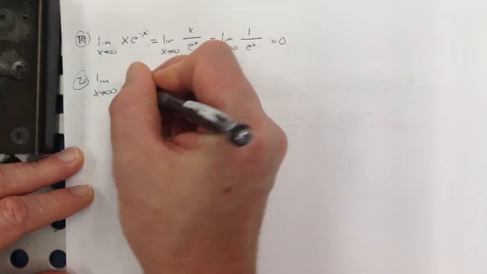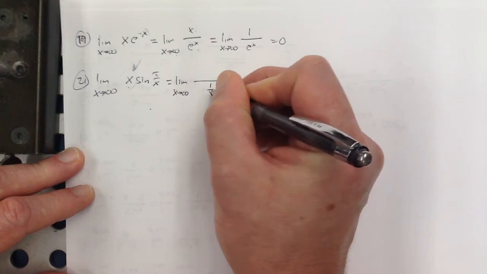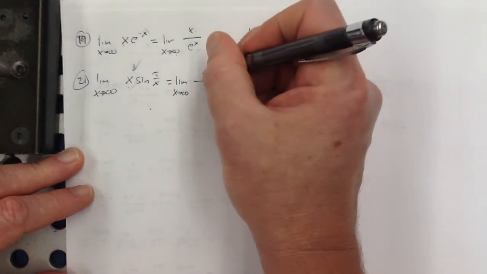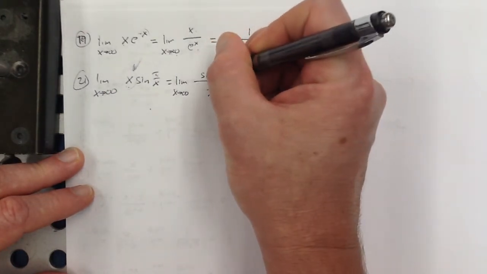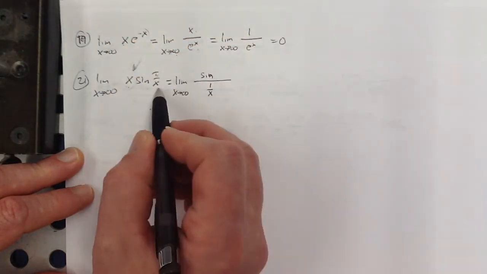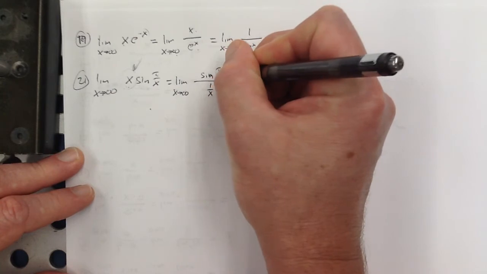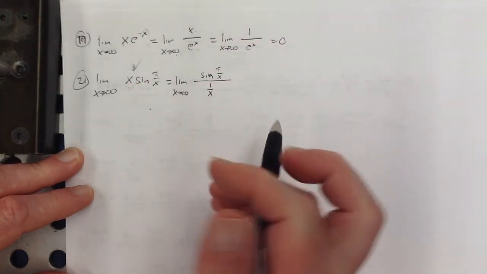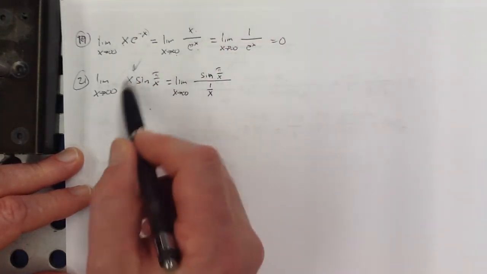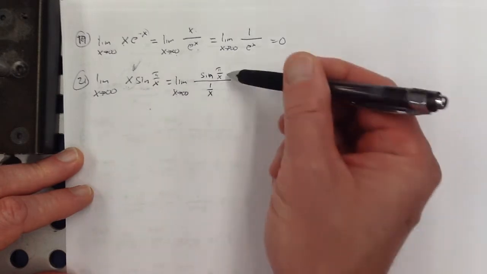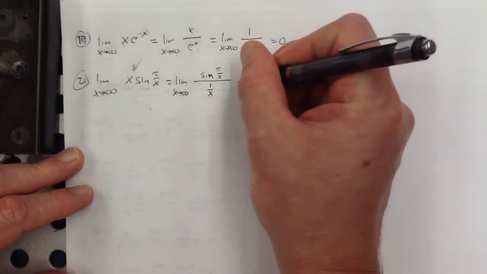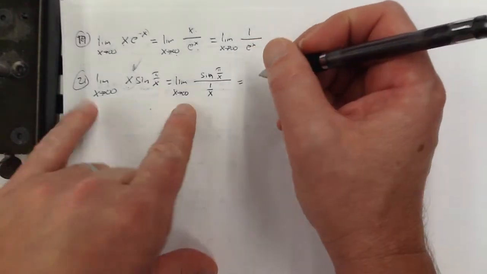So I'm going to flip that over, which means an x on the top is the same as a 1 over x on the bottom. Seems like a weird thing to do. You're taking something simplified and making it less simple. But we have to do that because this is not L'Hopitalable form, and this is. So let's see what happens.